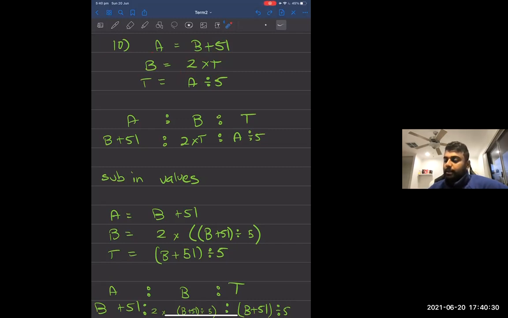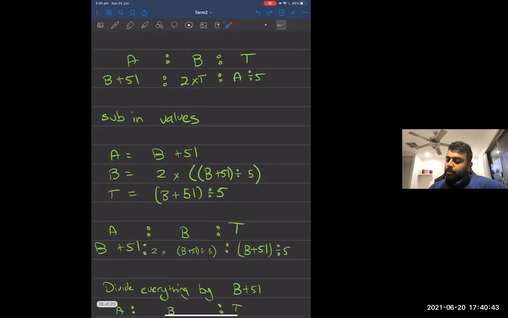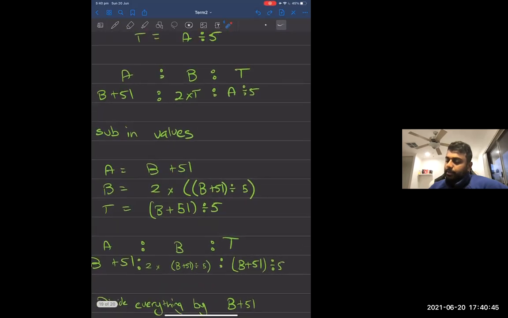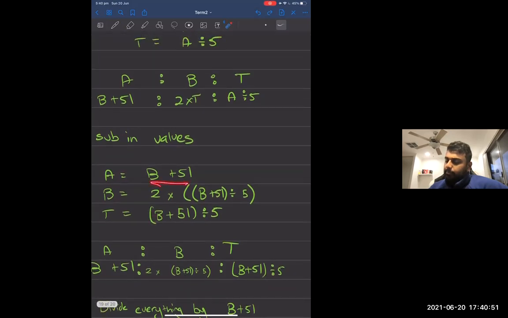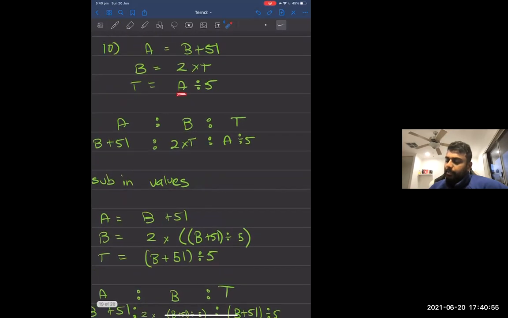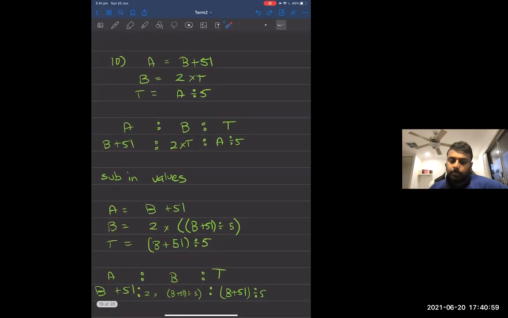So similarly, A is equal to B plus 51. So I can get rid of this A and put B plus 51. When you substitute in those values, A just remains B plus 51. T is equal to B plus 51 divided by 5, because T is A divided by 5. Do you guys understand that? Yes.